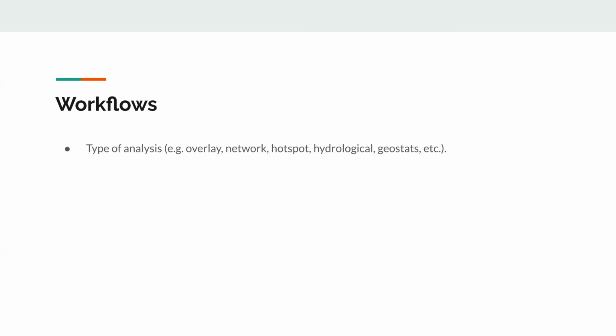Workflows. This is easy. What type of analysis do you guys do? Do you just, well, we open up the GIS, we make a couple of maps, and we print them, or we output them to a PNG, and then we put it into our report, and we're happy and we're done? Or are we doing something a little more complex?